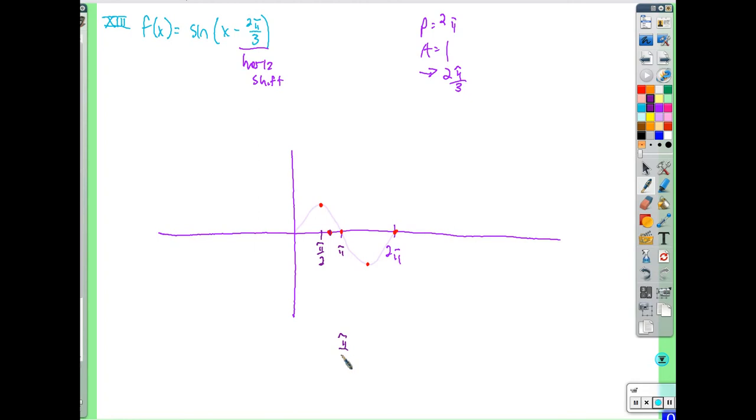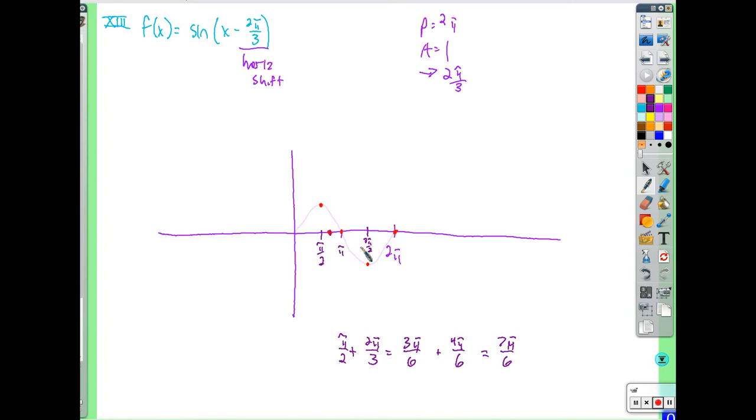Well, that's going to be pi over 2 plus 2 pi over 3. We need to get a common denominator, so it's going to be 6. So this is going to be 3 pi over 6 plus 4 pi over 6. Multiply by 3 and 3 here, multiply by 2 and 2 there. So now we have 7 pi over 6. Okay, so let's figure out where that would be. This right here would be 3 pi over 2.